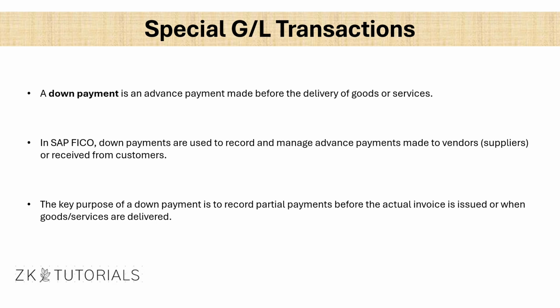You have asked us for 10 lakhs worth of goods. Now give me only 2 lakhs, 20% of the invoice. So this is a part of the invoice, a partial payment. This partial payment is taken before the actual invoice, that is the full amount, which is 10 lakhs, is issued or when goods or services are delivered.